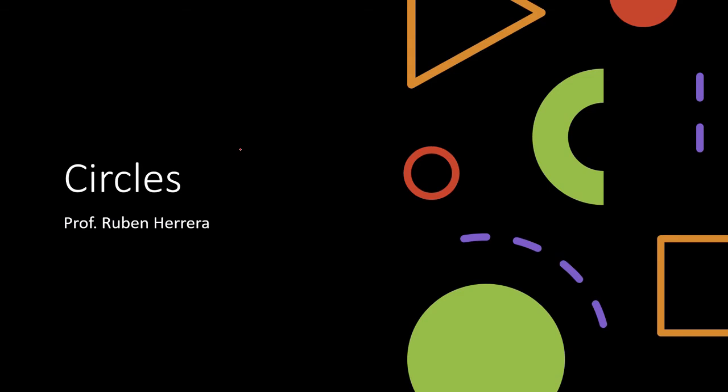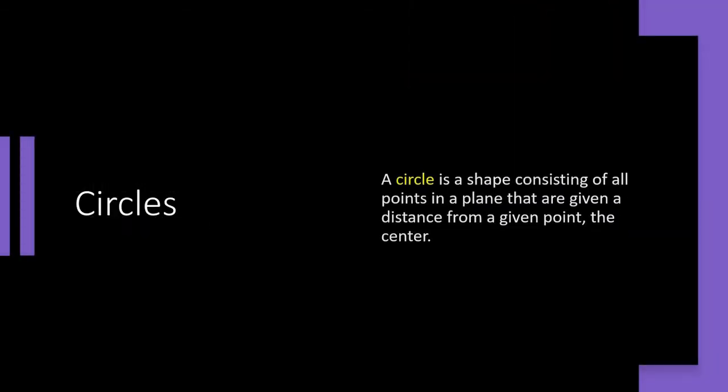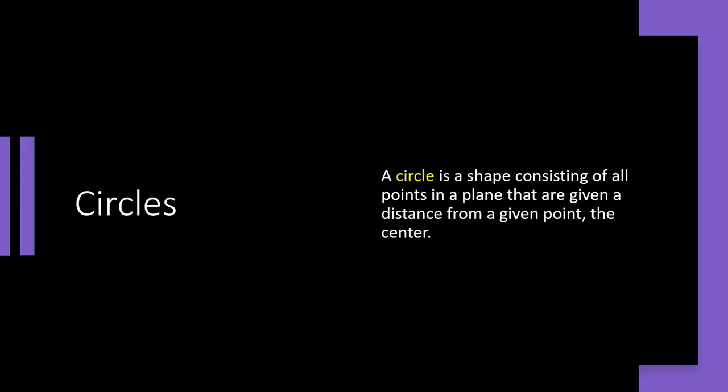So let's get started. I'm going to start by defining what a circle is first. A circle is a shape consisting of all points in a plane that are a given distance from a given point, which is the center. Okay, my friends? So let us go ahead and see. We all know what a circle looks like. So it looks something like this.